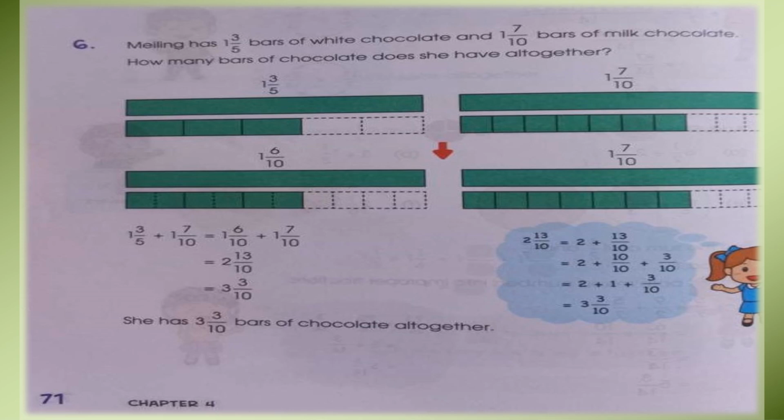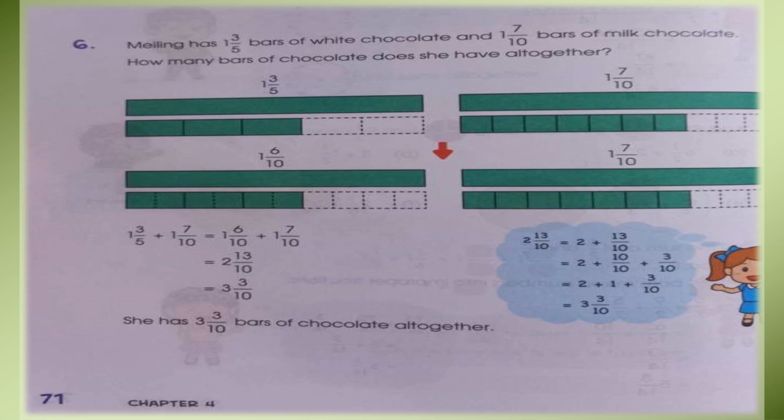But in order to perform the addition, we have to make the denominator the same. So if we multiply and divide 3 over 5 by 2, we will get our desired result. So 3 into 2 is 6 and 5 into 2 is 10. Now we have the same denominator, and again we have represented this figure graphically as well. So we have two complete bars and 6 plus 7, 13 in the numerator, and the denominator is the same, so it is 10. So we have two whole number 13 over 10.